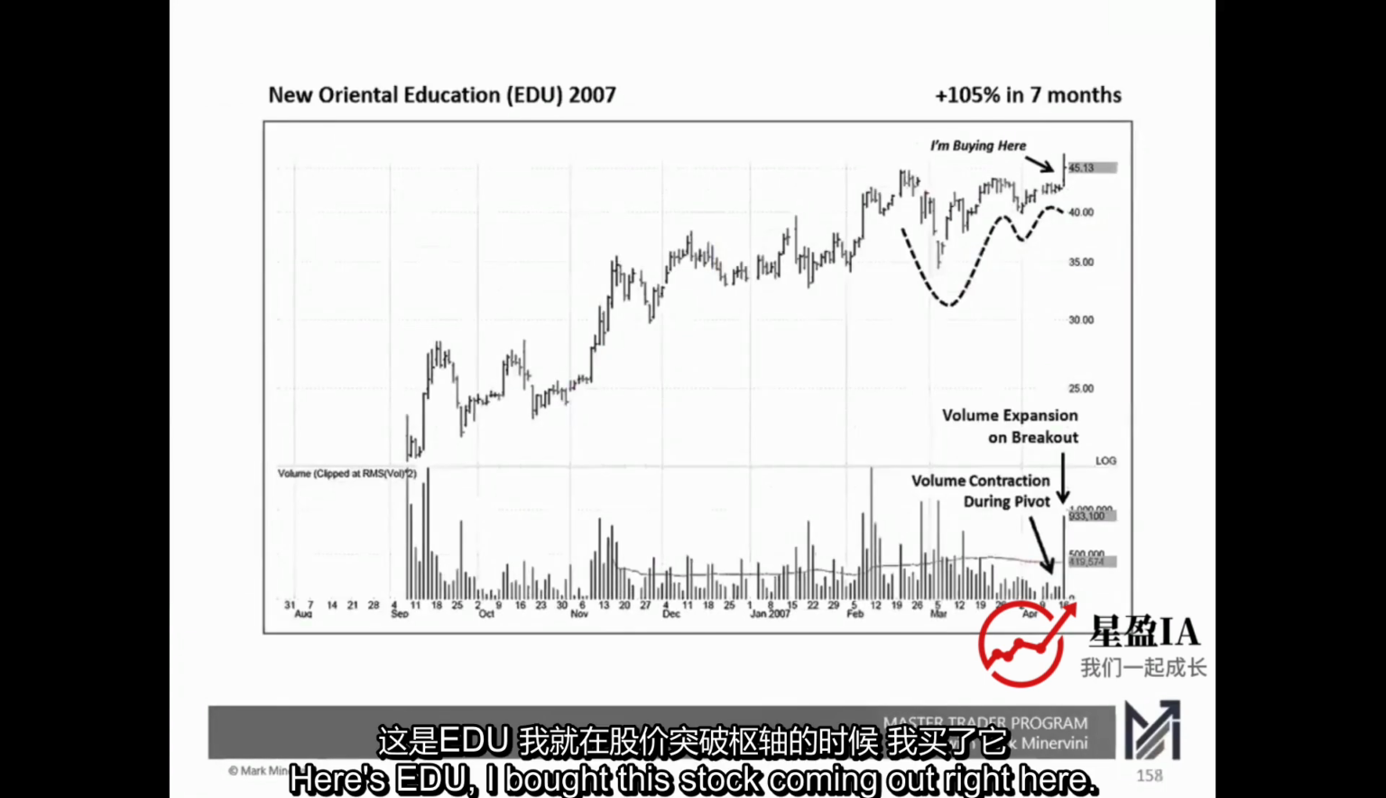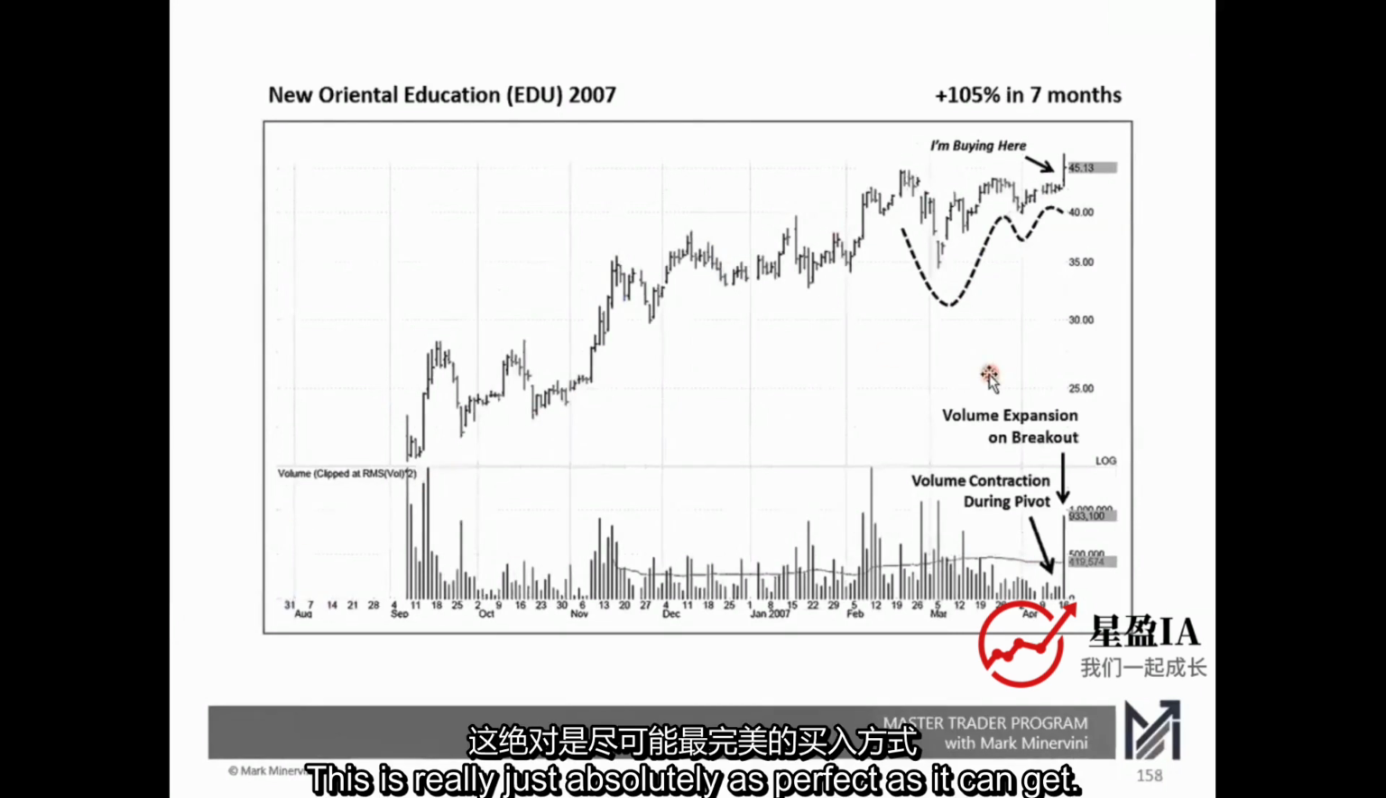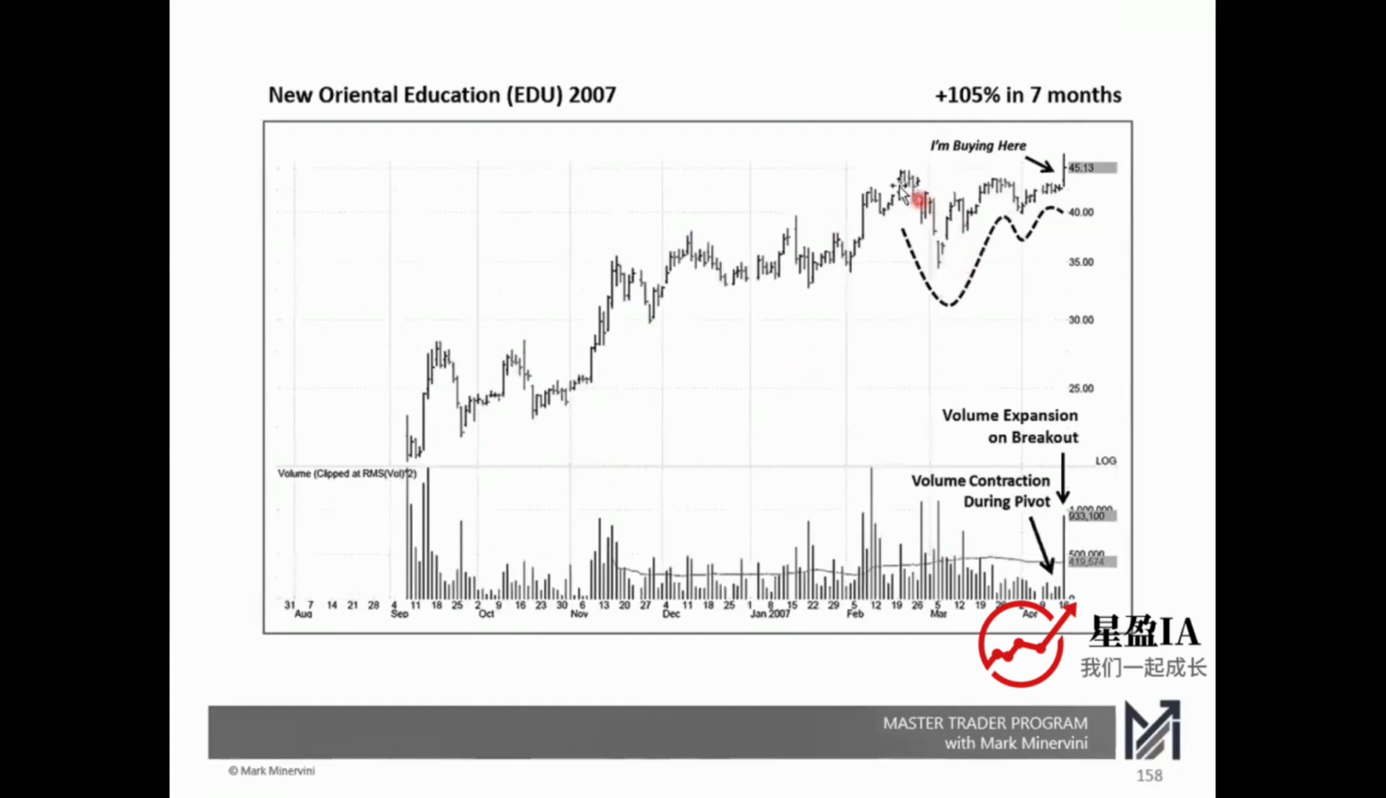Take a look at here. Here's EDU. I bought this stock coming out right here. And this is really just absolutely as perfect as it can get. Just super tight right here, tightens up.